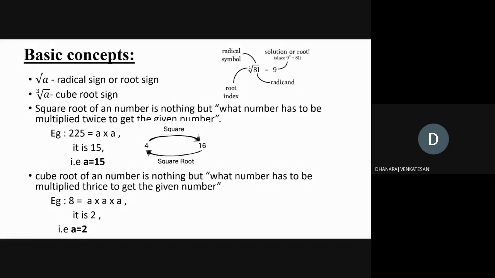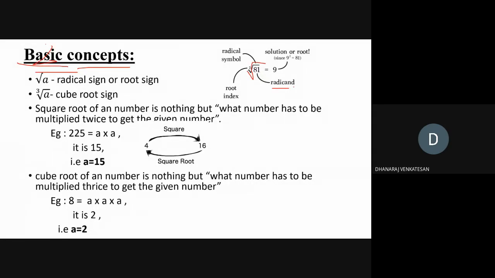Let's go with the basic concept. You already know this root symbol is called the radical sign or root sign. Then in the notch you will put a number. It is the number which denotes the root: whether it is square root, cube root, or root to the fourth power, like that. That number is called the root index, and the number whose root you are going to find is called the radicand. And the answer you get is the root.